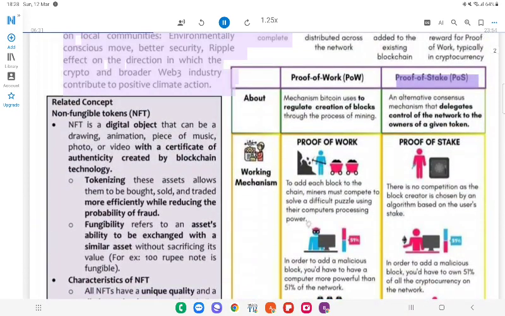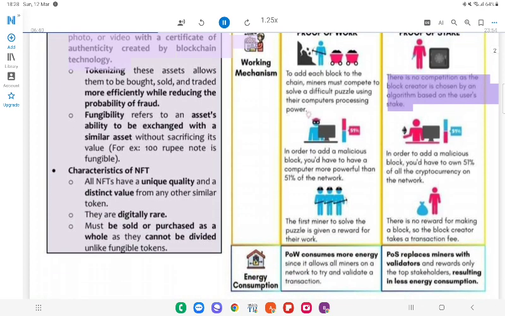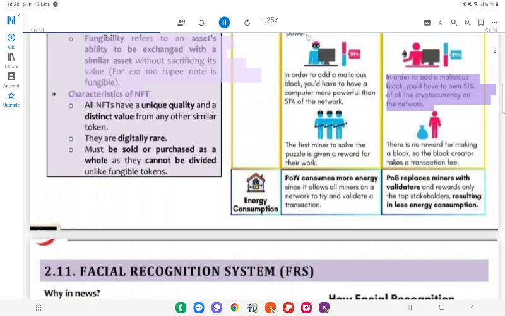Energy consumption. Proof of stake (PoS) is an alternative consensus mechanism that delegates control of the network to the owners of a given token. There is no competition, as the block creator is chosen by an algorithm based on the user's stake. In order to add a malicious block, you'd have to own 51% of all the cryptocurrency on the network.